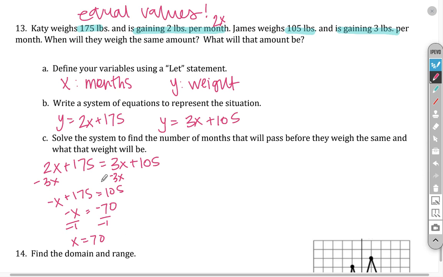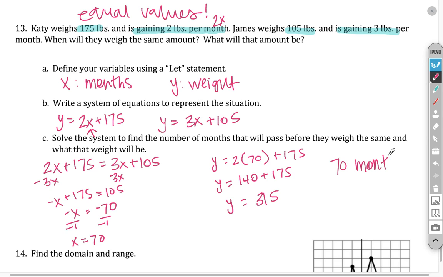Now we can take this x equals 70 and plug it in for our x. So we have y equals 2 times 70 plus 175. So y equals 140 plus 175. So y equals 315. So what this tells me is x was our amount of months. So in 70 months, they're going to weigh the same, and they're going to weigh 315 pounds. You know, God bless James, he really put on some weight, but the point is, in 70 months, they'll both weigh 315 pounds if they keep gaining weight the way they are.